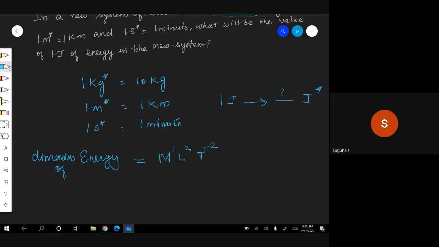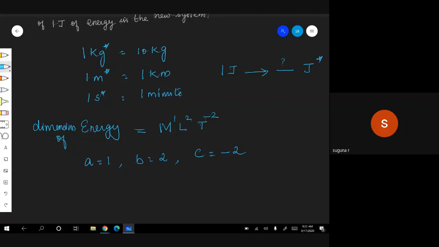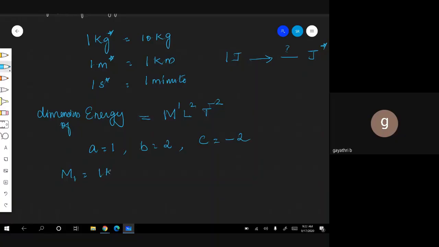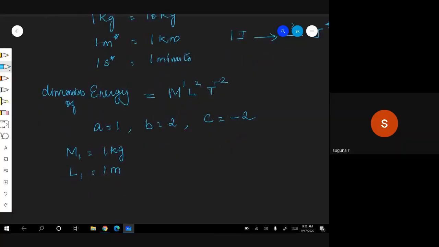Next step: A is equal to 1, B is equal to 2, and C is equal to minus 2. That is also ready now. Are you following? Next one. What are the given values? M1 is equal to 1 kg, L1 is equal to 1 meter, that is our MKS system, and T1 is equal to 1 second. Are you following, children? Is it clear?